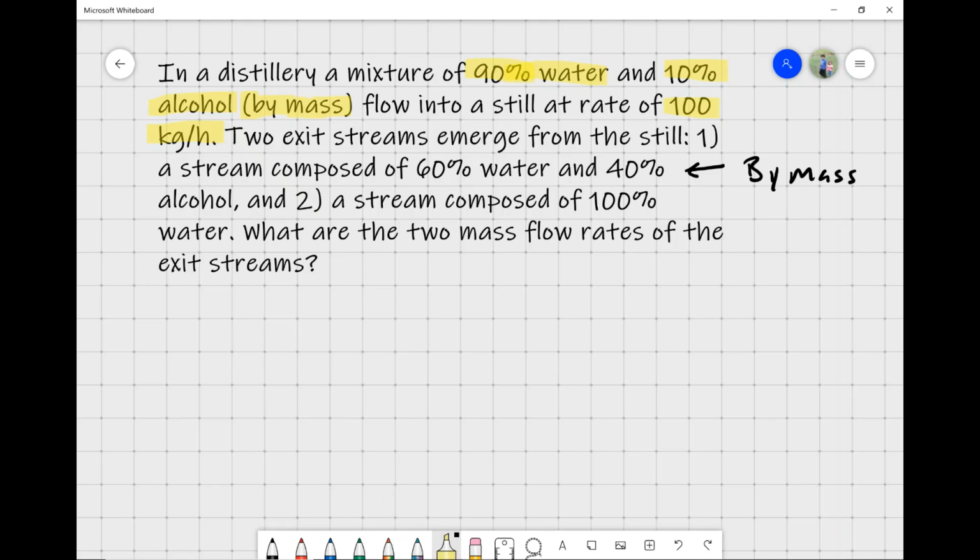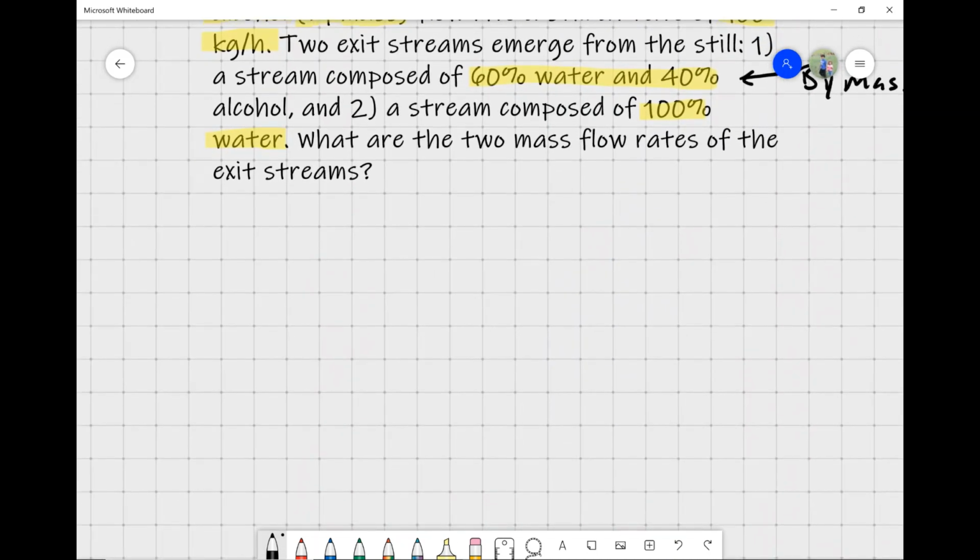And we have a composition. So stream one, we know it's 40%. So it's 60% water and 40% alcohol. And we know that the bottom stream is 100% water. All right. Always, always, always draw a flow chart.